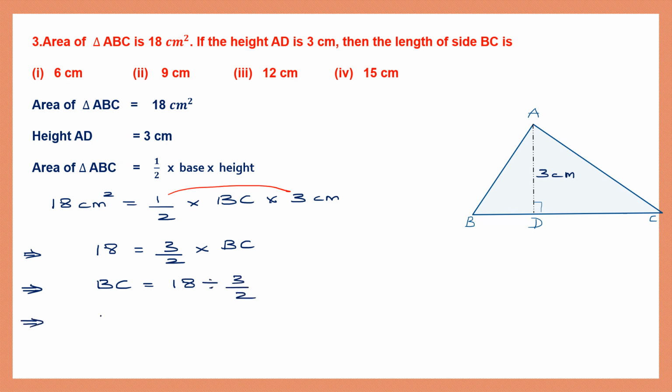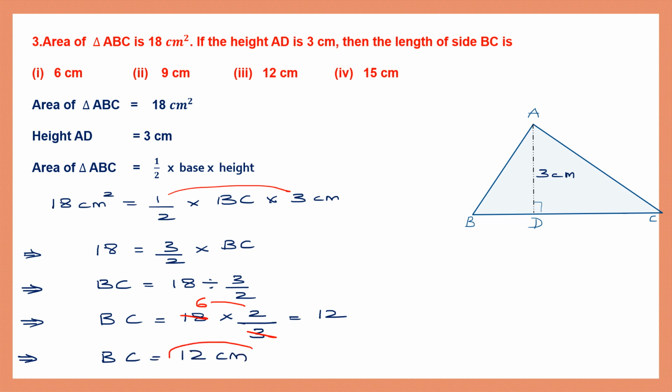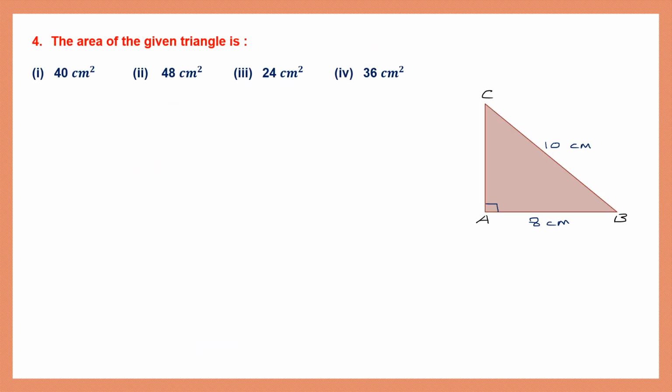So BC is equal to 18 into 2 by 3. I'm writing the reciprocal. Now cancel. 3 sixes are 18. Multiply. 6 twos are 12. So now we have found BC, which is equal to 12 centimeters. So this is our answer, and this is option 3. Option 3, 12 centimeters is our answer.